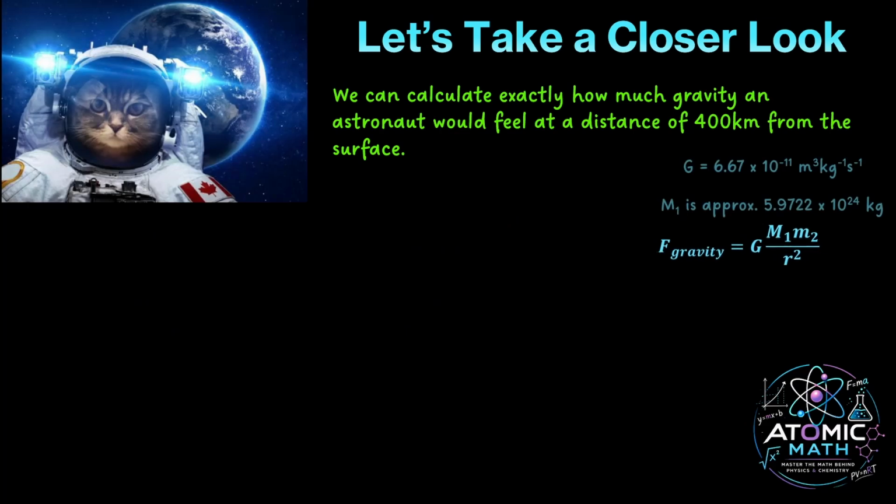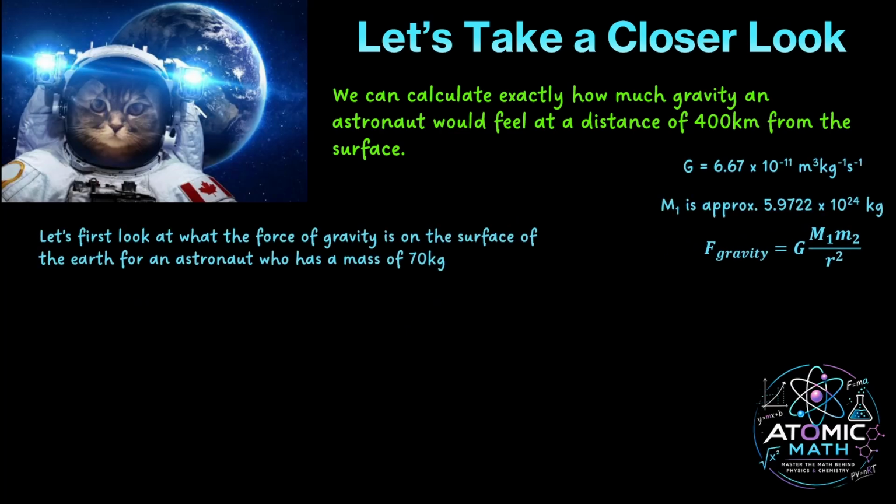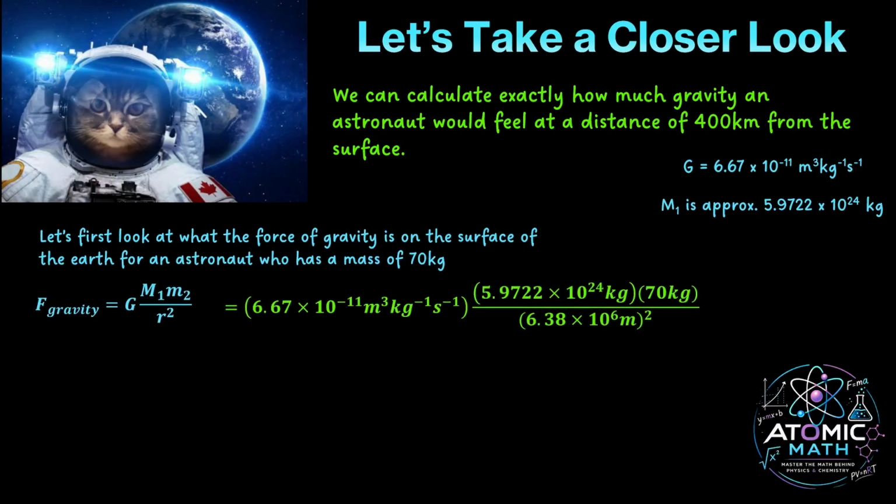So now let's take an actual look. First, let's look at what the force of gravity is for the astronaut on the surface. How much force does the astronaut feel when he's standing on the Earth? And we're going to assume for this that our astronaut has mass of 70 kilograms. Let's use our equation, and if we plug in our values, we're going to get this. You can see that down below on the bottom for R, I've used 6.38 times 10 to the 6 meters. That is the approximate radius of the Earth. So at the time when you're standing on the surface, that is the radius from the center. So on the surface, the astronaut is going to feel a force of 685 newtons. So we'll save that for later.